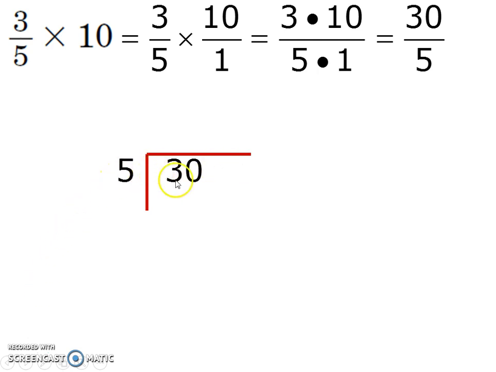5 goes into 3 0 times. 5 goes into 30 6 times. 6 times 5 is 30. 30 minus 30 is 0. So your remainder is 0. That means your answer is going to be a 6. It is a whole number.